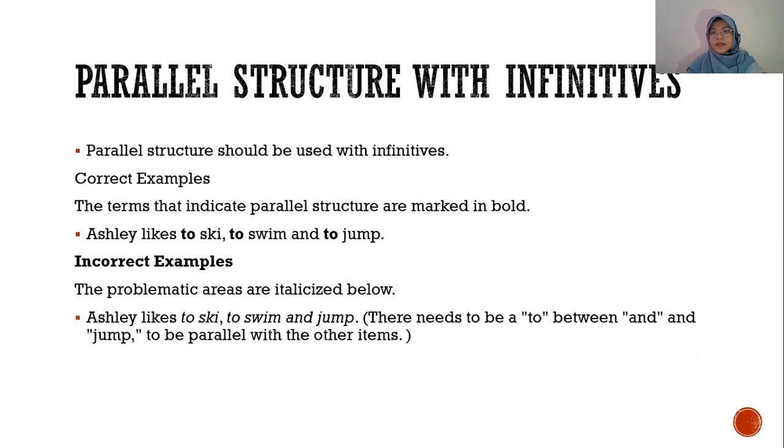So there is also parallel structure with infinitives. Like Ashley likes to ski, to swim, and to jump. This uses the infinitive for all the verbs in the sentence. So when you choose to use the infinitive, you need to be consistent for all the words that are separated by commas. If you have a look at the incorrect example here, Ashley likes to ski, to swim, and jump. The jump is missing the word to, so this is not allowed for the parallel structure with infinitive.